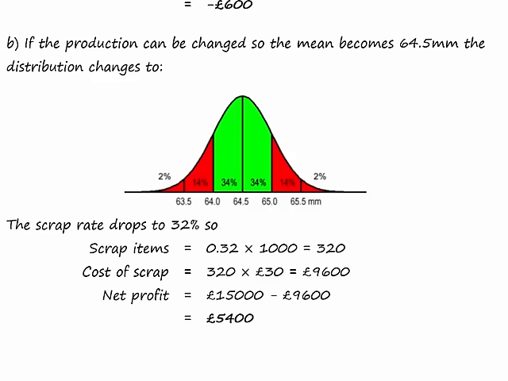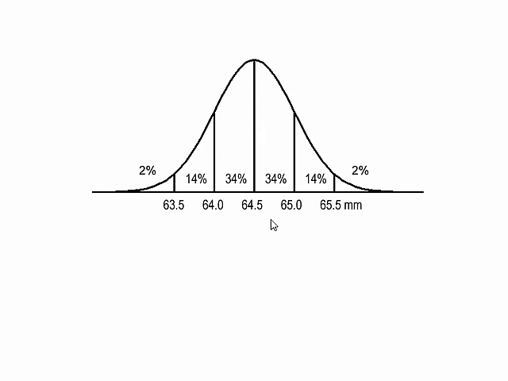Part C. In addition to adjusting the mean to 64.5, the company also reduces the standard deviation from 0.5 of a millimetre to 0.25 of a millimetre. In addition to adjusting the mean to 64.5 millimetres, the company also reduces the standard deviation to 0.25 of a millimetre. So watch what happens now.